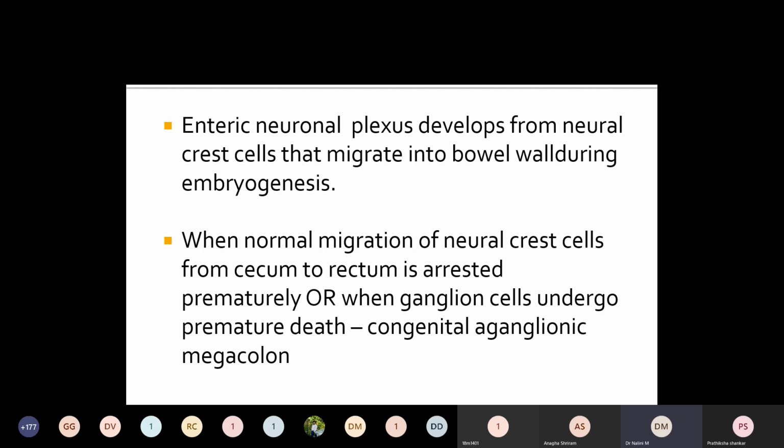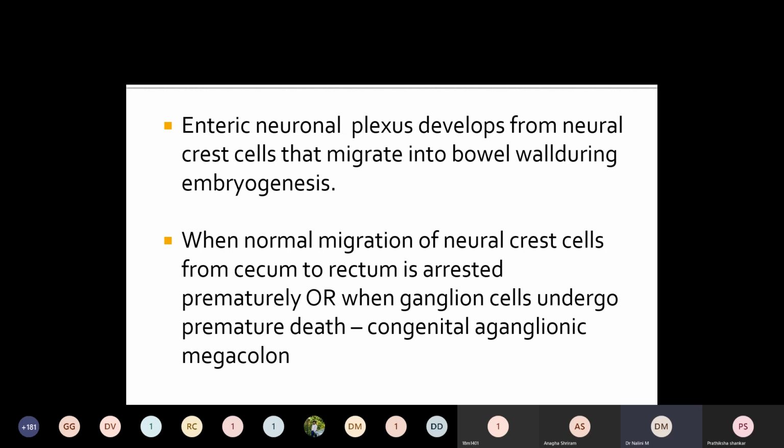So that's what Hirschsprung's. Coming to Hirschsprung's disease, here what happens is this. Normally, when we talk about embryogenesis, there's an enteric neuronal plexus which is formed, and these develop from the neural crest cells. And once the plexus is formed, they migrate into the bowel wall during embryogenesis. Normal migration of these neural cells is from the cecum to the rectum, so it is distal migration.